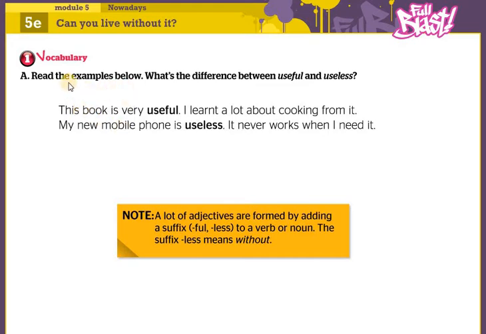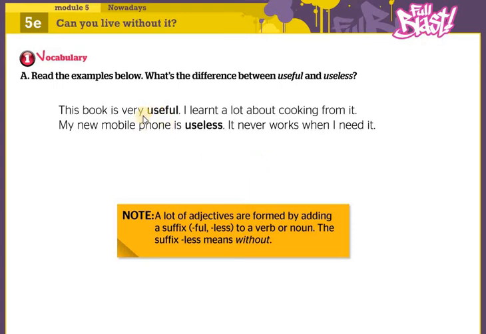Let's have a look. For example, read the examples below. What's the difference between useful and useless, right? The examples. This book is very useful. I learned a lot about cooking from it. My new mobile phone is useless. It never works when I need it, right?